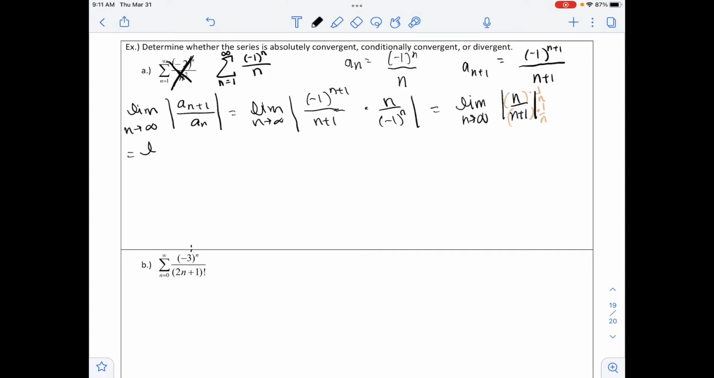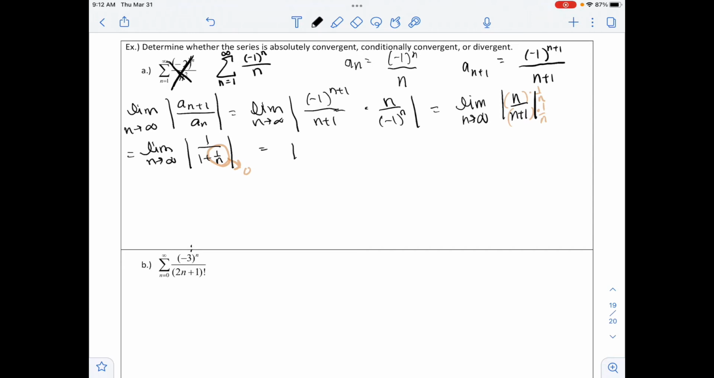So this is now going to become the limit as n approaches infinity of the absolute value of 1 over 1 plus 1 over n. And as n is approaching infinity, that means this 1 over n is going to be 1 over infinity, or practically 0. And so the limit as n approaches infinity of 1 over 1 plus 1 over n would just be equal to 1.